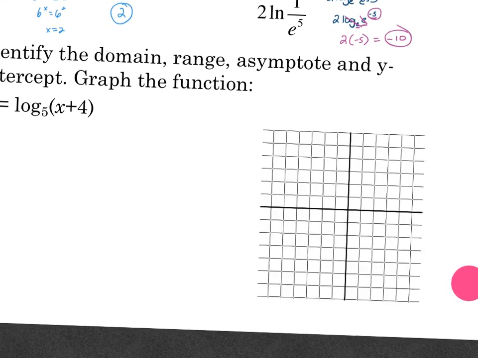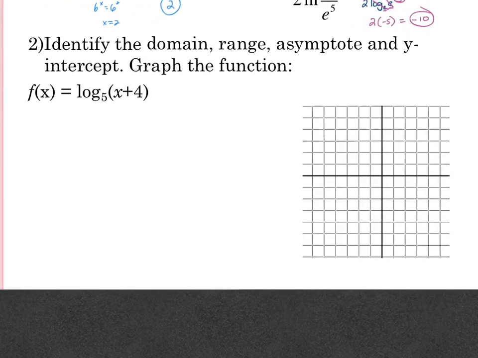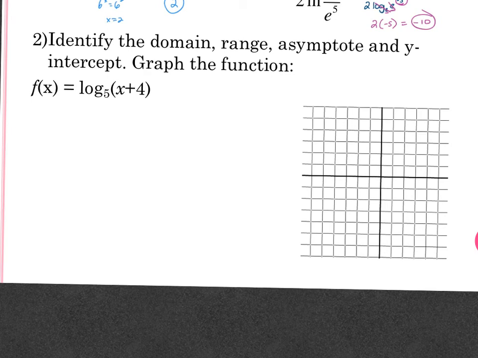So it says identify the domain, the range, the asymptote, and the y-intercept, and then graph the function. So I want to start by taking my function that's there and rewriting it in exponential form. So if this is y equals log base 5 of x plus 4, then in exponential form it's 5 to the y equals x plus 4, and 5 to the y minus 4 equals x. Now I've solved it for x, and I can plug in my points.